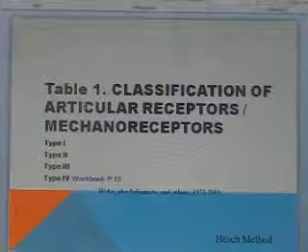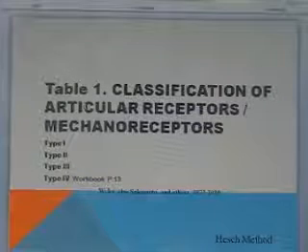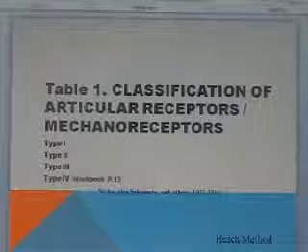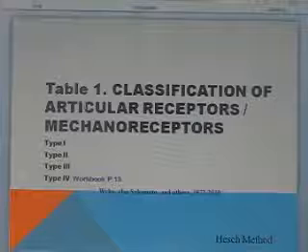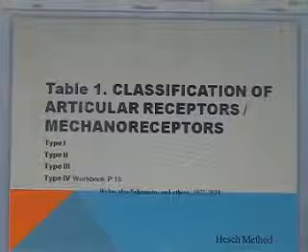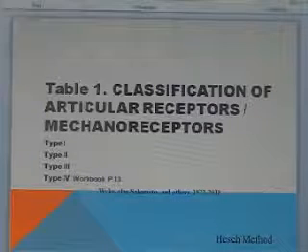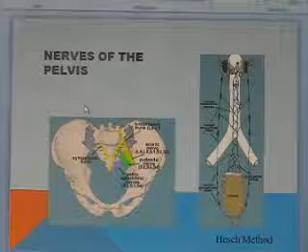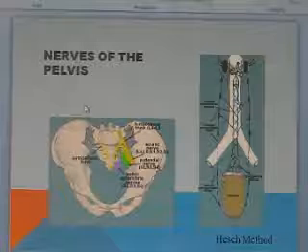Now, the workbook covers these ligaments, and during the workshop we talk about the type 1, 2, 3, and 4 joint receptors. We prefer treatment that is directed at affecting the type 3 receptors. And the innervation certainly is very complex.